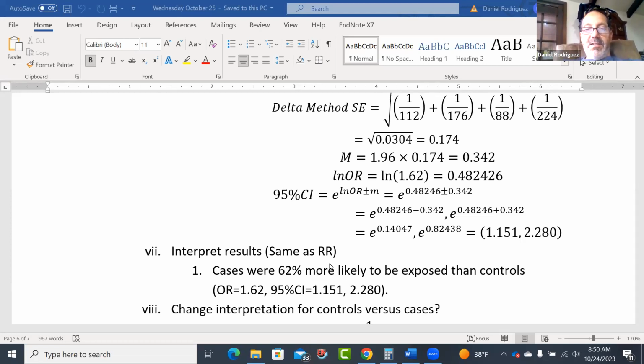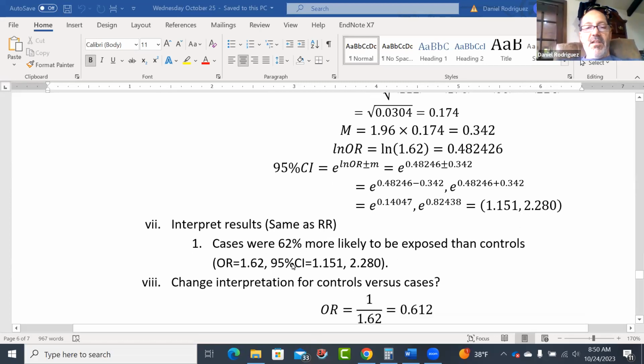So how do we interpret this? Our odds ratio is 1.62. Cases were 62% more likely to be exposed than controls. You provide the odds ratio and the 95% confidence interval. That means that the true odds ratio is somewhere between 1.15 and 2.80.